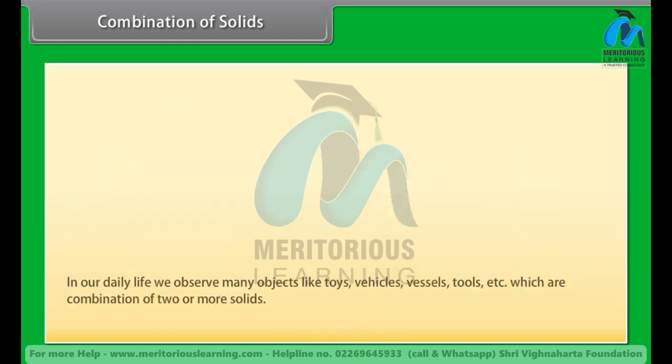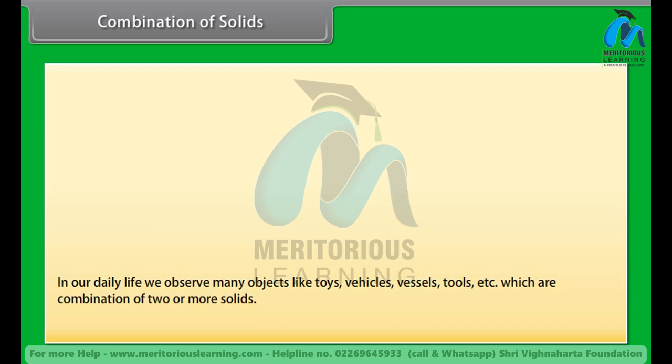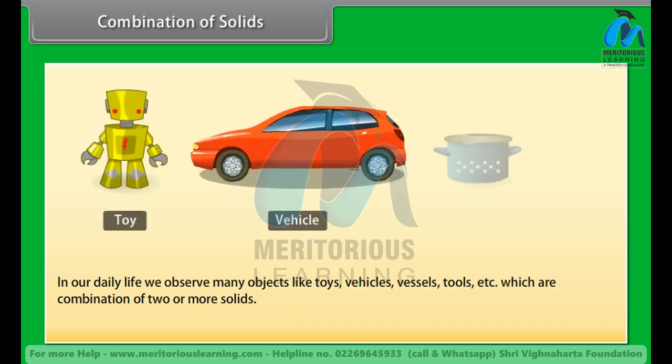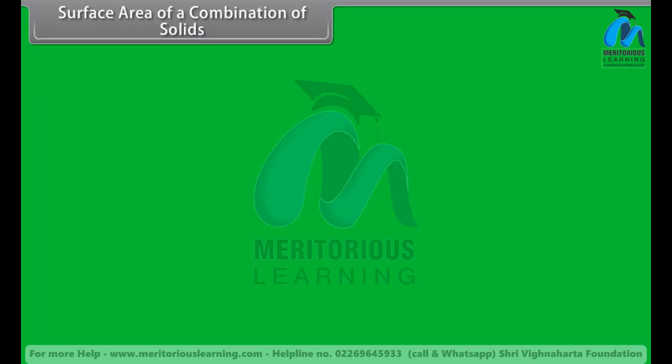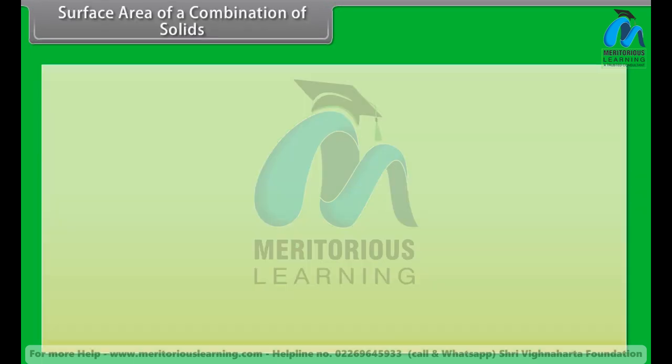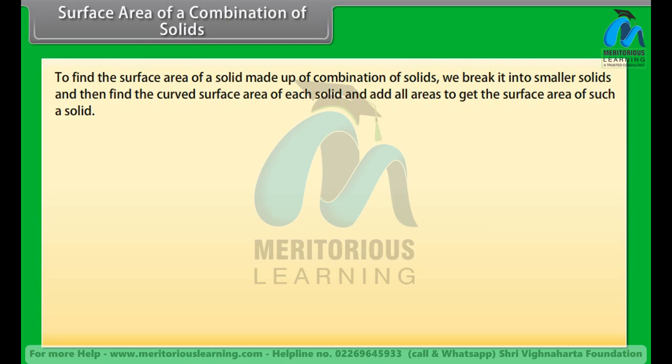In the same way, in our daily life we observe many objects like toys, vehicles, vessels, tools, etc., which are combination of two or more solids. Let's learn to find their surface areas and volumes. Surface area of a combination of solids. To find the surface area of a solid made up of combination of solids, we break it into smaller solids and then find the curved surface area of each solid and add all areas to get the surface area of such a solid.